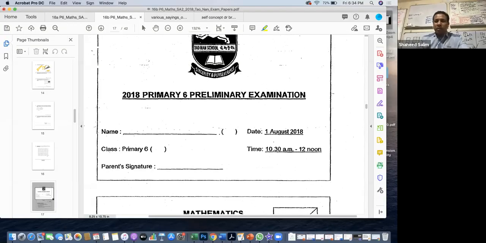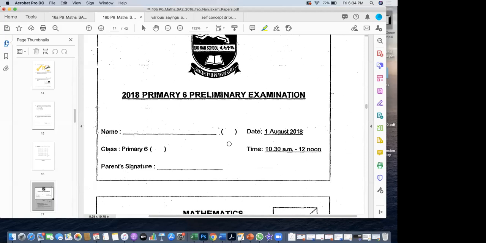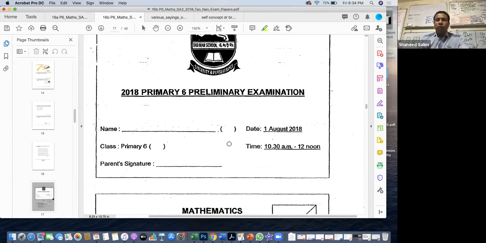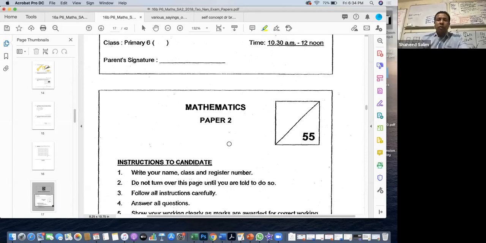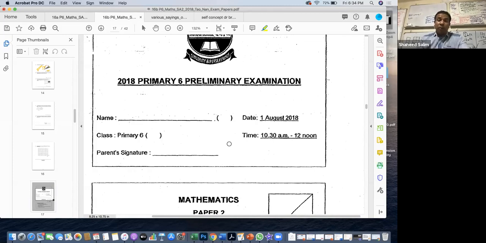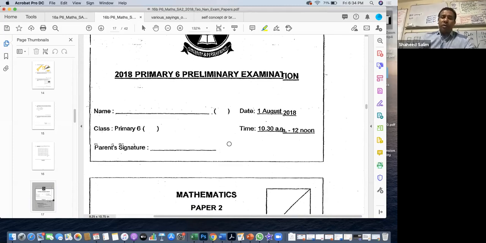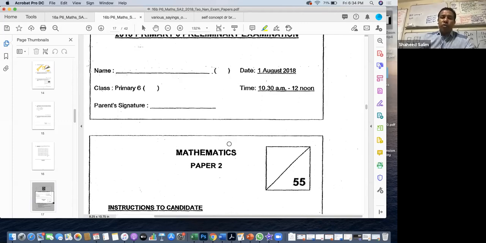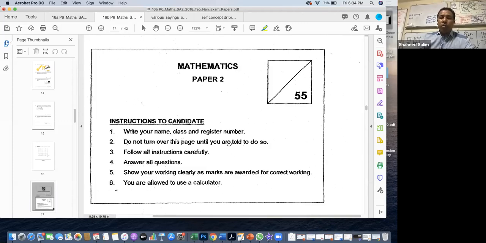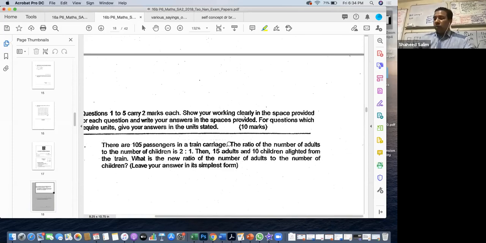Doing 2018. Sure. Yes. Now be my calculator. Okay. Then you got to use your phone or someone else's phone, or I can be your calculator for you. Okay. All right. 2018 prelim, P6 prelim, Tahunan Primary School. We are going through paper 2, which is this now. Okay.